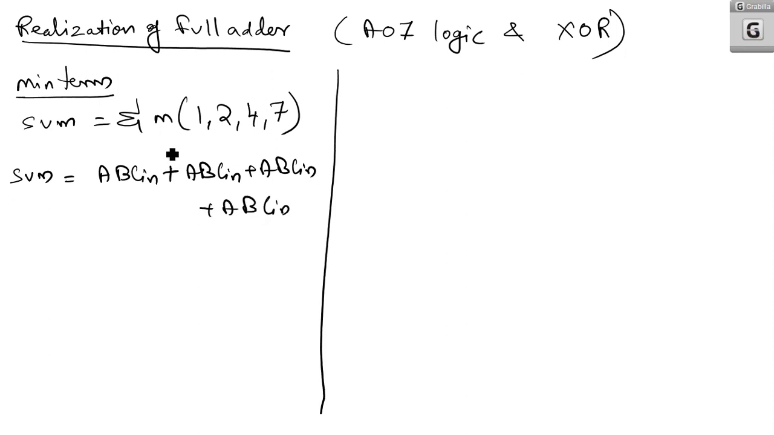So 1 means it is 0, 0, 1. 2 means 0, 1, 0, that is A bar, B, C in bar. 4 means 1, 0, 0, that is A, B bar, C in bar. 7 means A, B, C in.